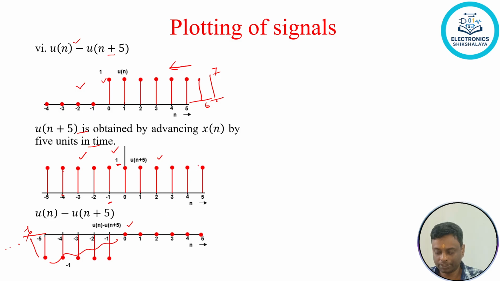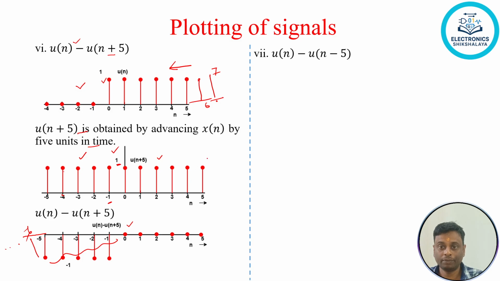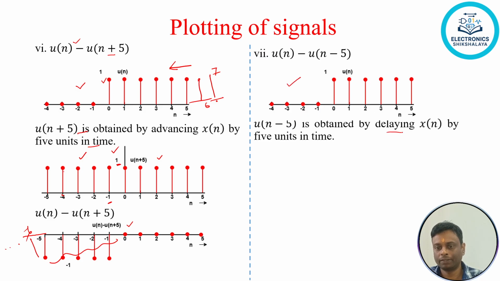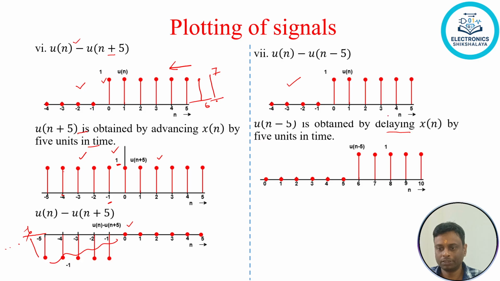Okay, let us see our last case, that is u of n minus u of n minus 5. So this is our u of n. u of n minus 5 will be obtained by delaying u of n by 5 units of time. Delaying means shifted towards the right. So this graph will be shifted towards the right by 5 units of time.